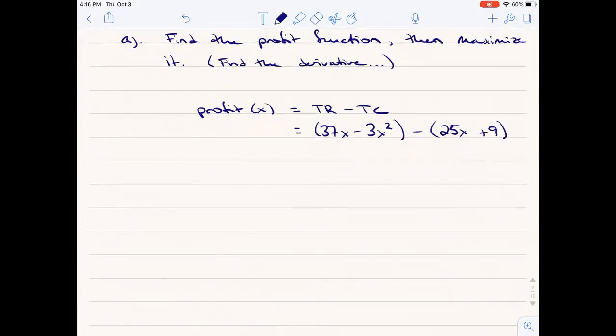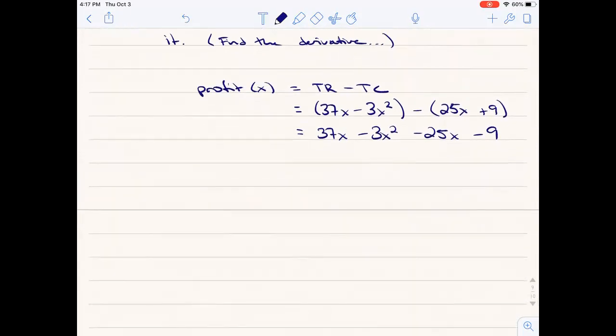It's that total cost one that can give me a lot of trouble if I don't bring in that negative properly, right? So I get 37x minus 3x squared minus 25x minus 9. If I collect like terms, I'm actually going to write my highest power first and then decreasing powers of x. So I'm going to write negative 3x squared, 37 minus 25 makes plus 12x, and then minus 9.